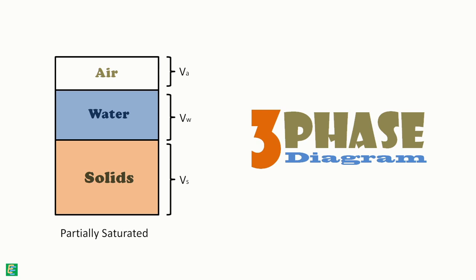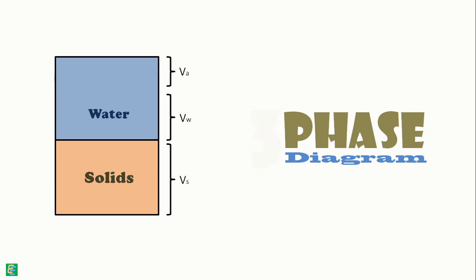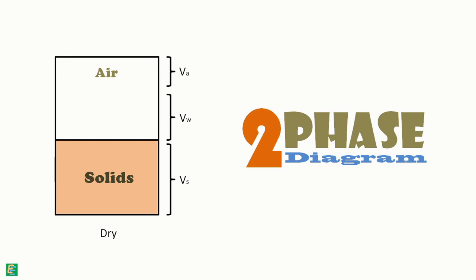When all the voids are filled with water, the soil becomes saturated and the gaseous phase becomes absent from the diagram. Now this diagram contains only two phases, solids and water. It is called two-phase diagram. Similarly, when the soil is completely dry, all the soil pores are empty or say filled with air. Again a two-phase diagram is received.